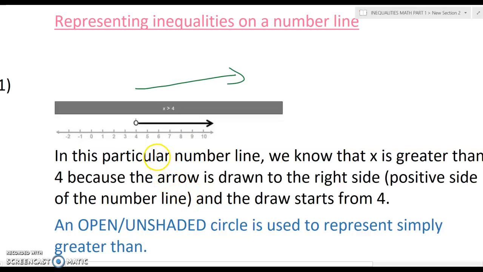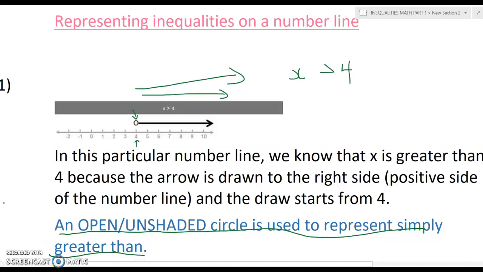But how do we know it's greater than, not just greater than or equal to? You see right here we have an open circle. The open circle means that it's just greater than. So it starts at 4, and we have the arrow going towards the right side, the positive side. So that's x is greater than 4. An open or unshaded circle is used to represent simply greater than and not greater than or equal to. We're going to look at greater than or equal to in the next one.